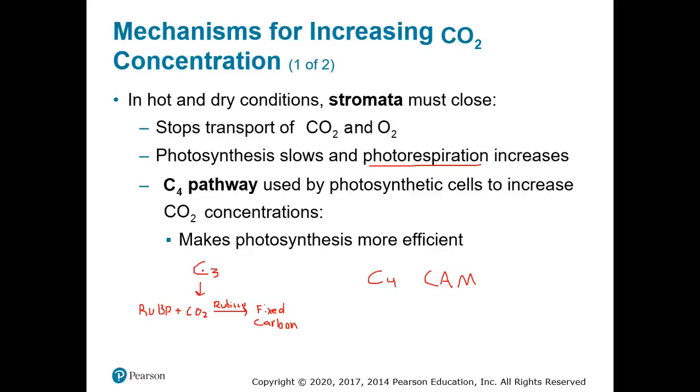So I've drawn out our little C3 pathway. Again, this is using RuBP plus CO2. We're using our really inefficient enzyme Rubisco, and we get some sort of fixed carbon product. This is something that's going to go into the next step of the Calvin cycle. So this is our classic. This is what's happening.